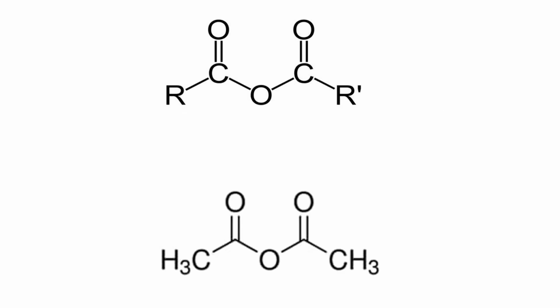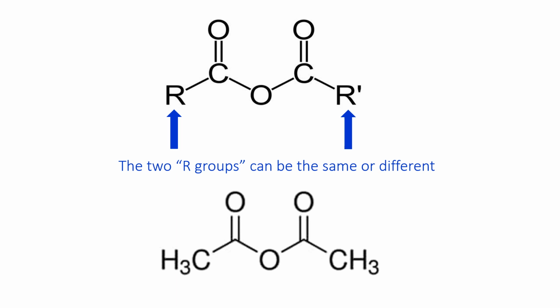So this is the structure at the top of your standard acid anhydride. The R groups don't have to be the same as each other. They're carbon-based, but if they are the same as each other, like the one at the bottom, you call it by just the carbon chain. So I'll come on to that in a moment.